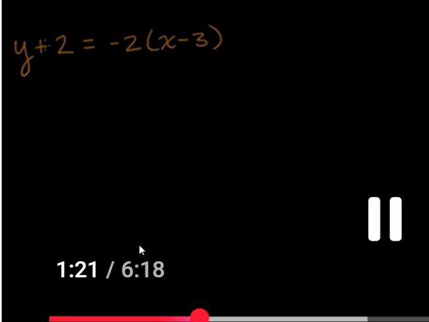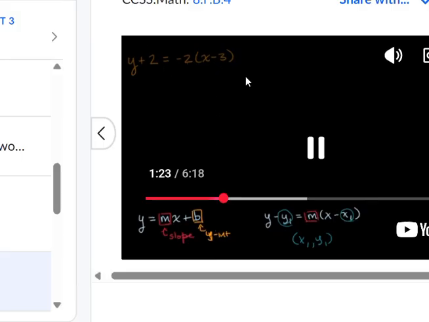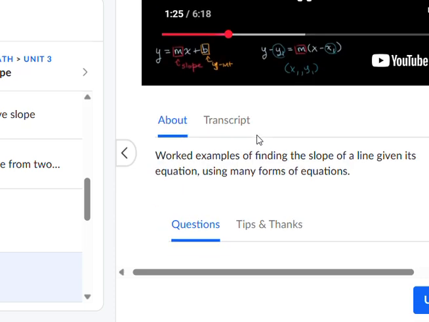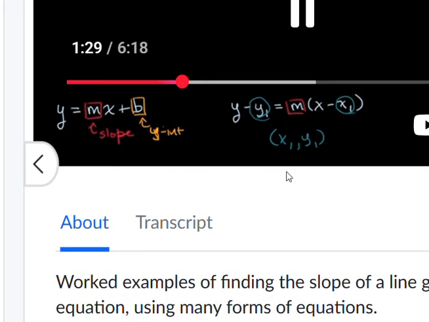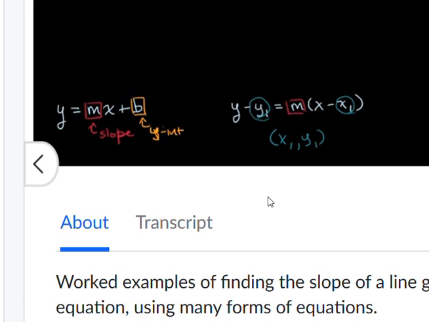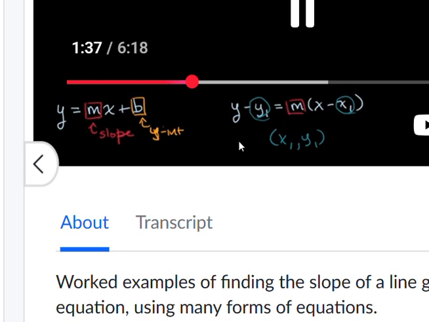So let's look at our original example. It might immediately jump out at you that this is actually in point-slope form. You might say, well, okay, I see I have a minus x1, so x1 would be 3. I have my slope here, and that answers our question. Our slope would be negative 2. But here it says plus 2.